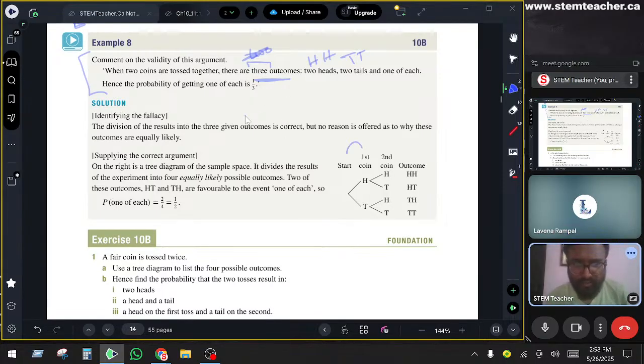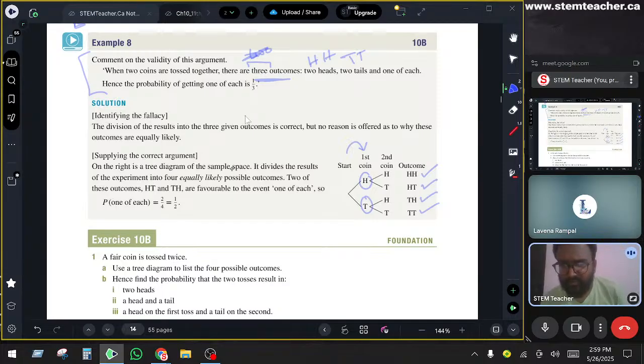First time he tossed the coin, he got either head or tail. Then for each there is a head or tail. So the total possible outcomes are head head, head tail, tail head, tail tail. And out of these, two heads, two tails, and one of each.